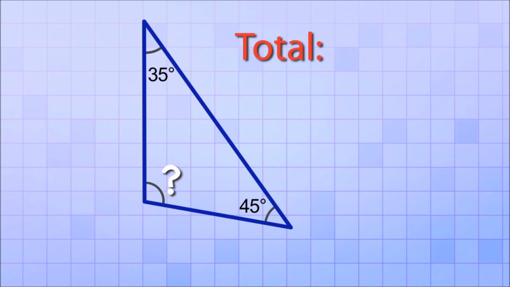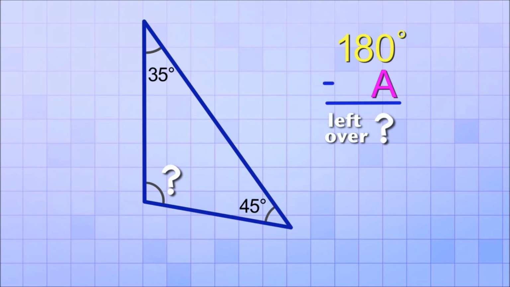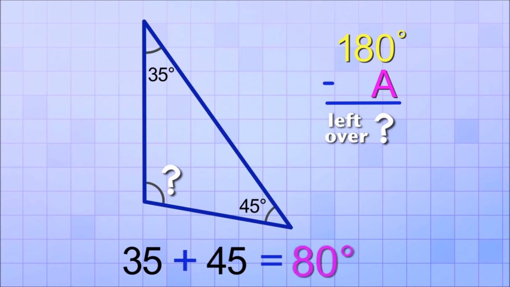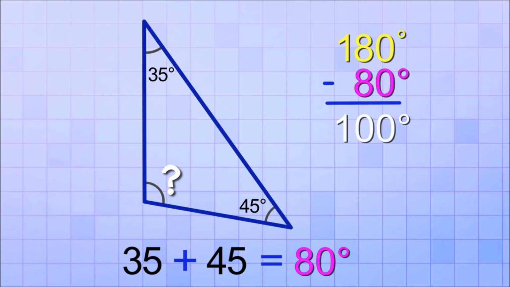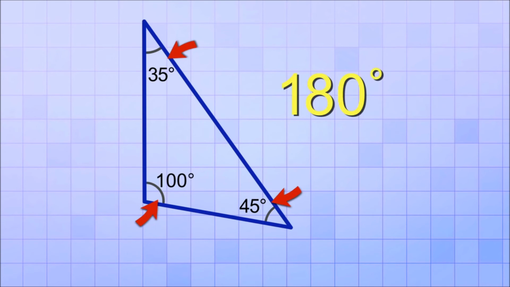Since we know that the total must be 180 degrees, we can just add up the angles that we do know, and then we subtract that from 180 degrees to see what's left over. The leftover amount must be the measurement of the unknown angle. So, 35 plus 45 equals 80 degrees. And when we take that 80 and subtract it from 180, we get 100 degrees left over. That means that our unknown angle is 100 degrees. And you can always check your answer by adding up all the angles to make sure you get 180. So you can see why it's so important to know that a triangle's angles add up to 180 degrees.